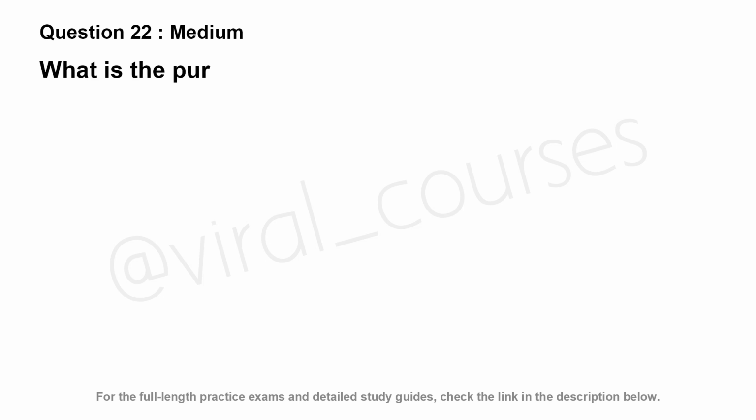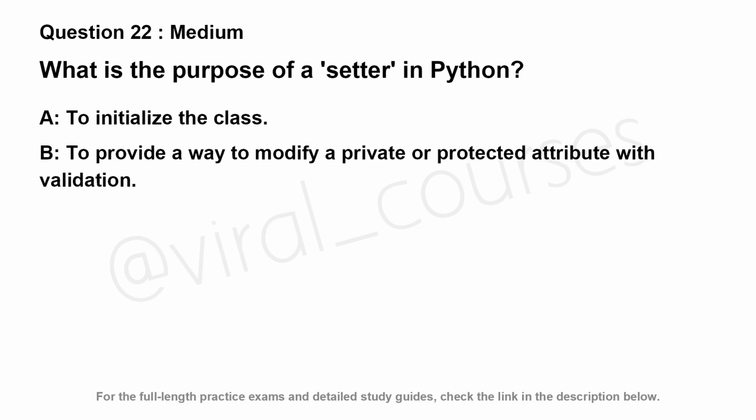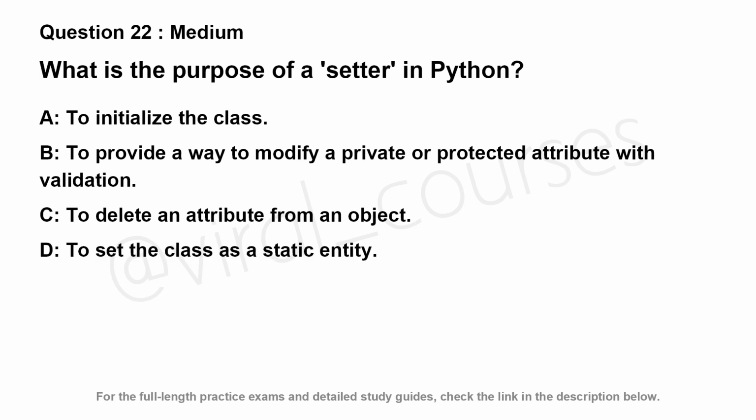What is the purpose of a setter in Python? Option A. To initialize the class. Option B. To provide a way to modify a private or protected attribute with validation. Option C. To delete an attribute from an object. Option D. To set the class as a static entity.